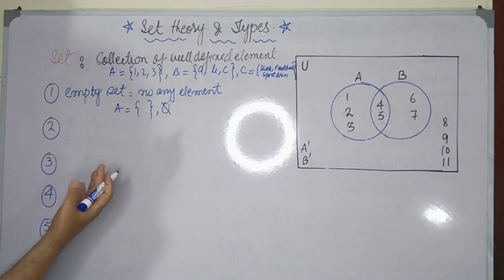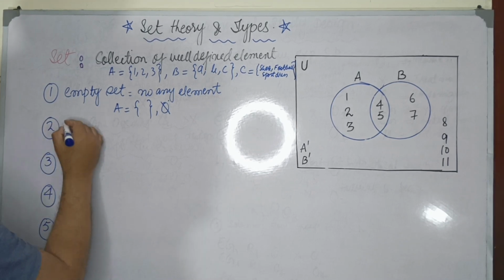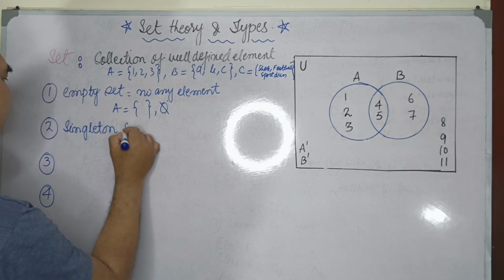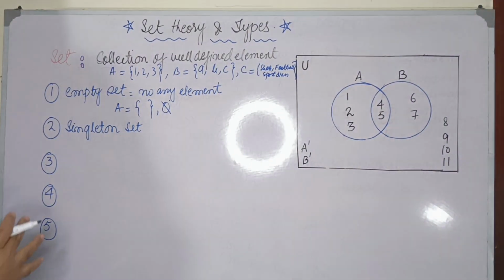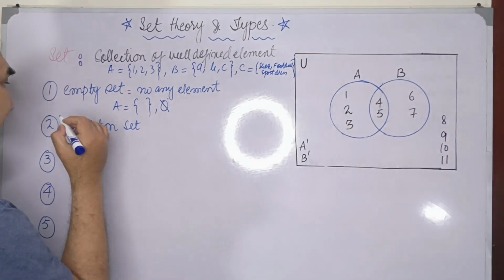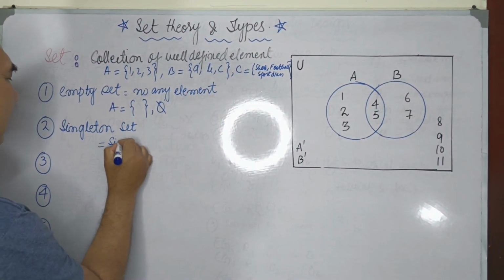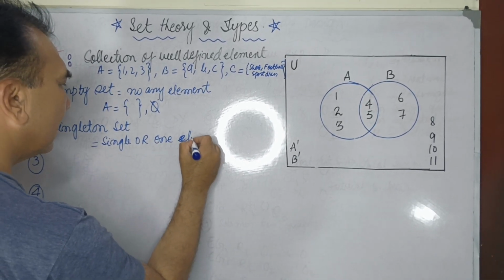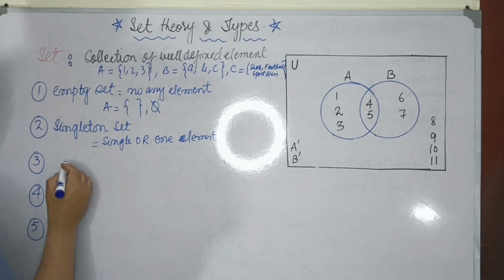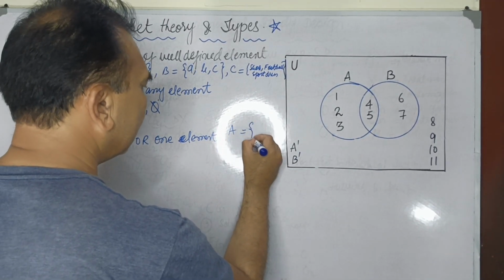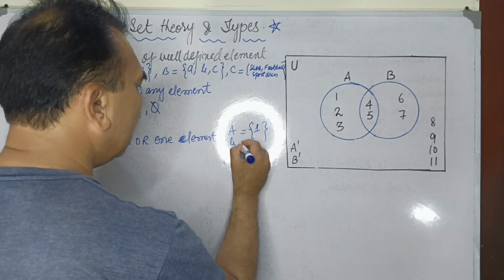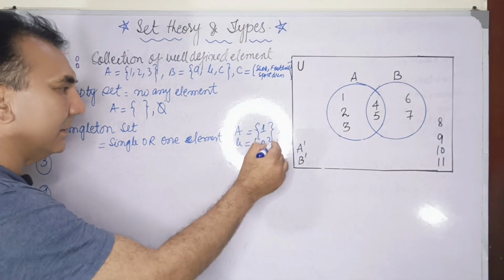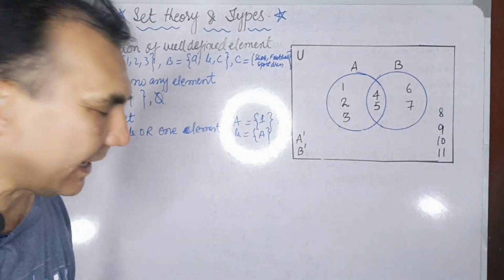Now the second type of set is the singleton set. A singleton set is a set in which a single element is present. For example, {1}, {B}, {A}. So these are both singleton sets.